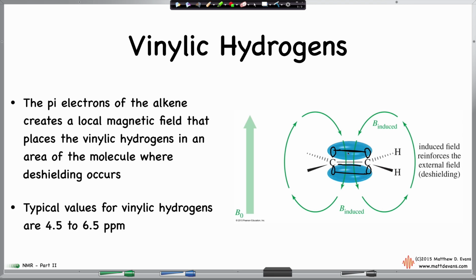And with these circulating electrons above and below, once again, we see this induced local magnetic field caused by the electrons circulating around, and this also reinforces the external field, although the effect is not quite as strong as aromatic compounds, and because of that, the shift values are typically 4.5 to 6.5 ppm. But the effect is similar to aromatic compounds, it's just not quite as strong, and this is the shift value that we expect. Okay, so vinylic hydrogens, somewhere in the neighborhood of 4.5 to 6.5 for the shift value.